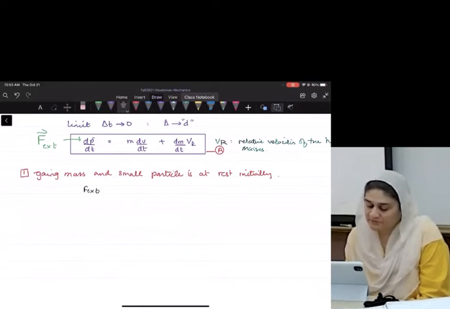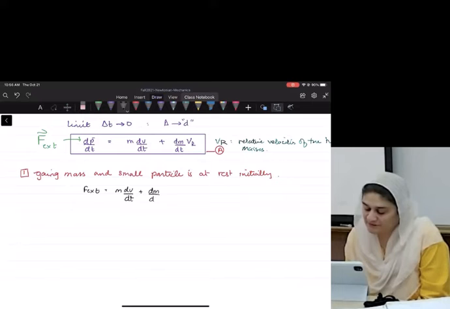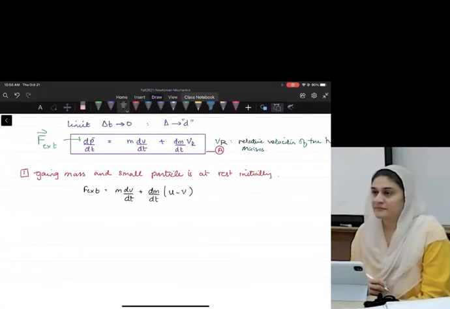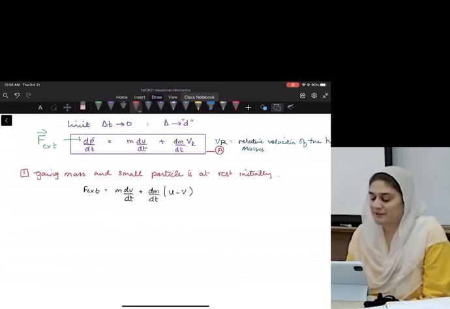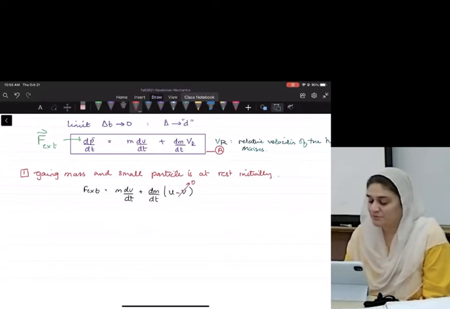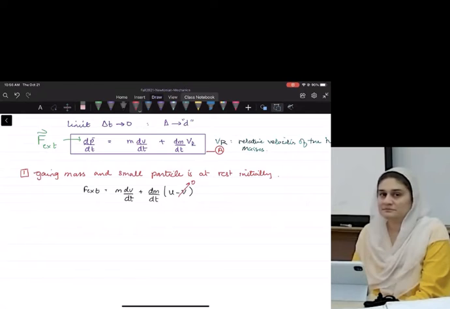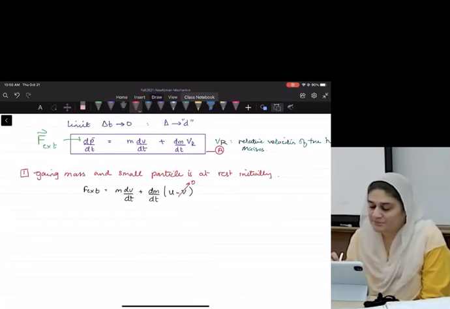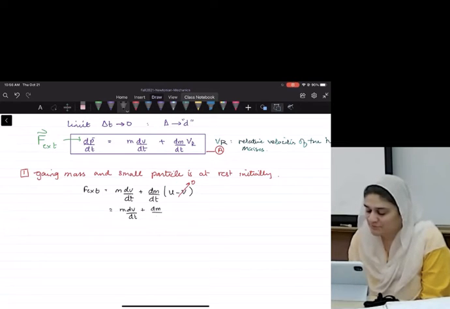F external will just be m dV over dt plus dm over dt VR. What was VR? U minus V. Initially the tiny particle is at rest. What happens to this U? Goes to 0. And some other magic happens. M dV over dt plus dm over dt U.